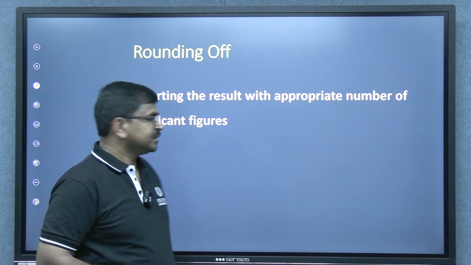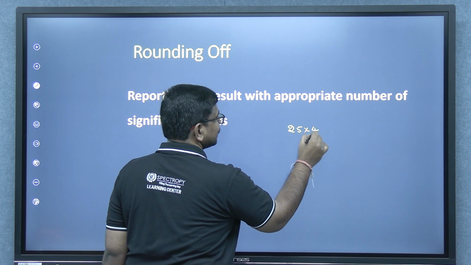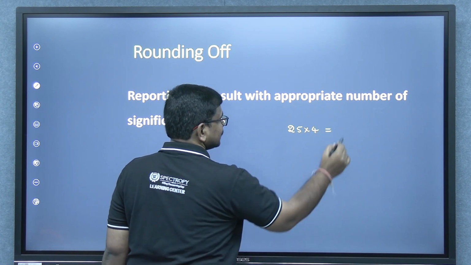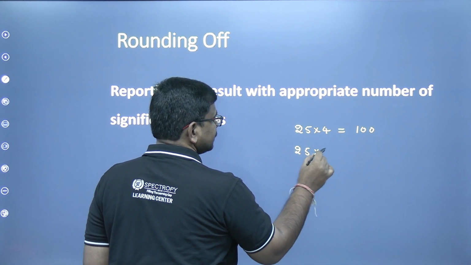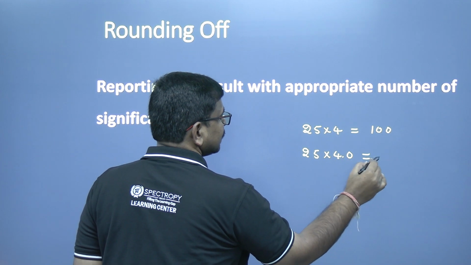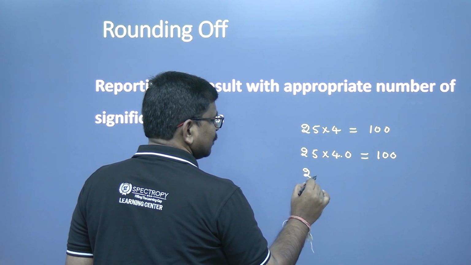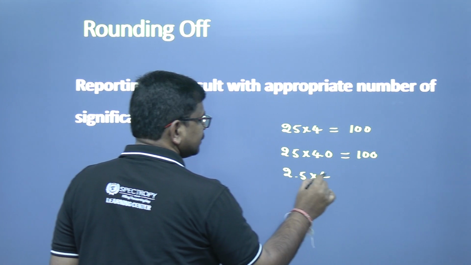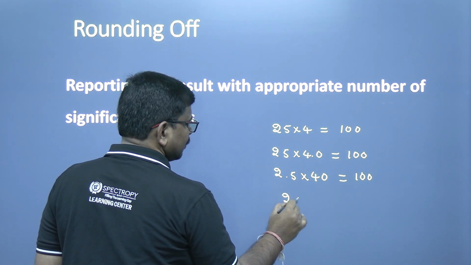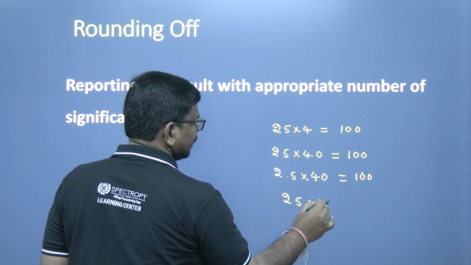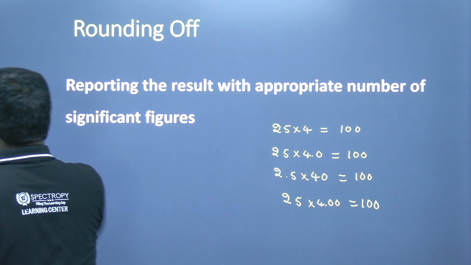See here, suppose I give you 25 times 4, what is the answer? 100. 25 times 4.0, what is the answer? Same, 100. 2.5 times 40, what is the answer? 100. 25 times 4.00, what is the answer? 100. Are all of these right?